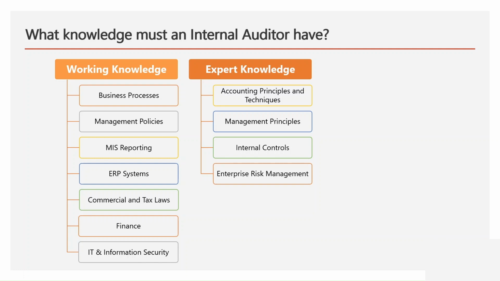So basically, an expert internal auditor has a working knowledge plus an expert knowledge. Working knowledge covers the business processes, management policies, MIS, etc. All these are important for a good internal auditor. But an expert internal auditor will understand the internal controls. He will understand the enterprise risk management. That is the risk that the organization faces, the industry faces, and that's how he is able to give appropriate suggestions on how the organization can manage its risk.